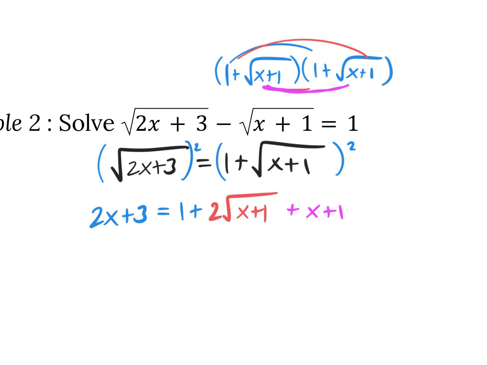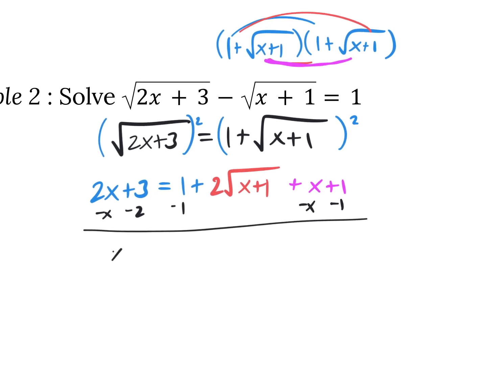Okay, we still have a square root, which means we're not quite done. We need to move all of our x's over to one side, all of our numbers over to that side. We want to isolate that square root again. So I'm moving everything over to the other side. Minus 1, minus x. So I'm subtracting 2, and I'm subtracting an x on the left-hand side. So I'm just left with x plus 1 is equal to 2 times the square root of x plus 1. Now, technically I could divide by 2 here if I wanted to, but I think it's just easier to get rid of the square root right now.